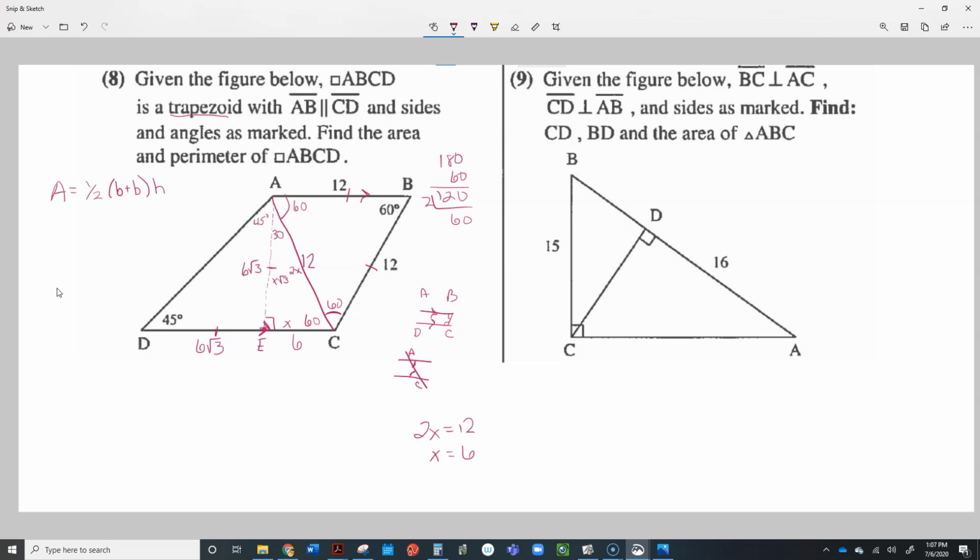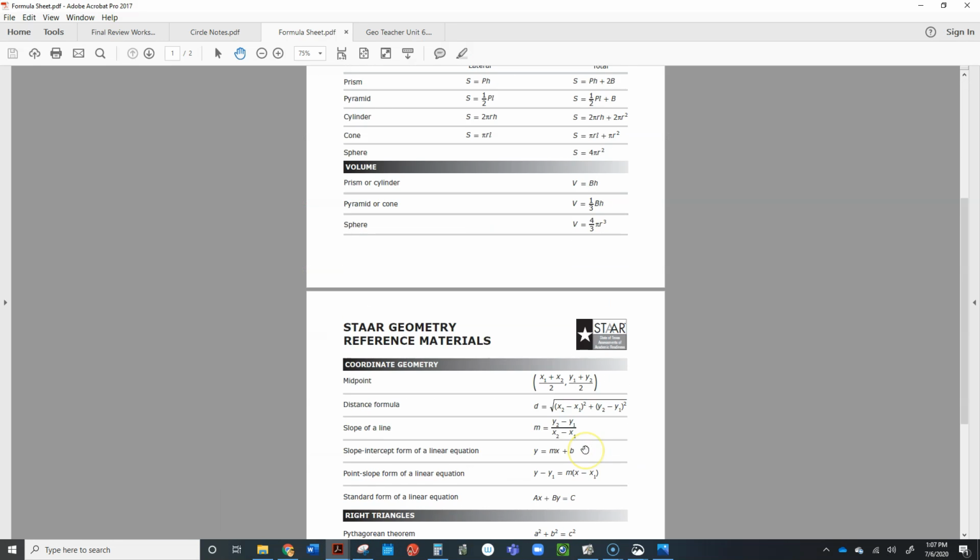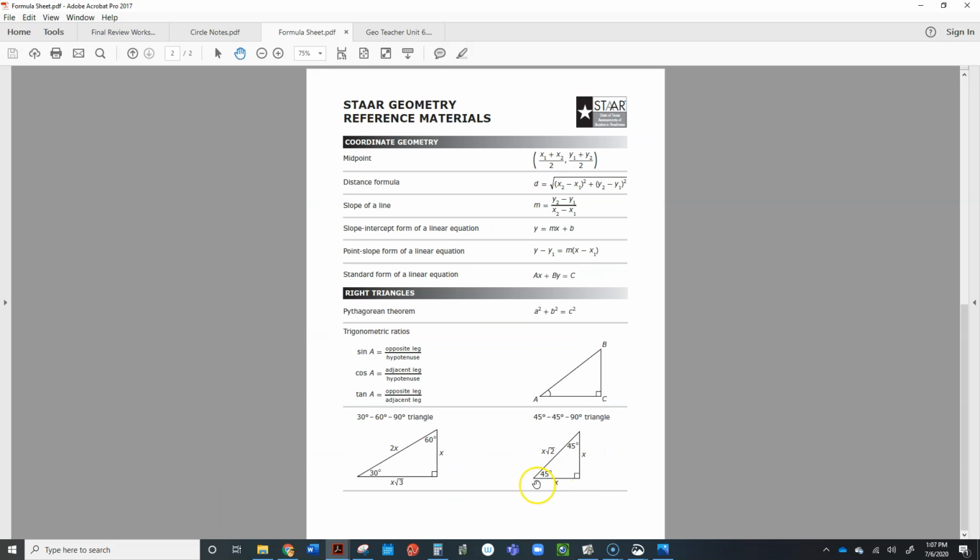And now this 45-45 triangle has two legs that are 6 square roots of 3. That means the hypotenuse is going to be 6 square roots of 3 times the square root of 2. Because remember, for a 45-45, let's go look at that formula. For a 45-45, see, the formula is x root 2, and each one of these side lengths right here was 6 square roots of 3.